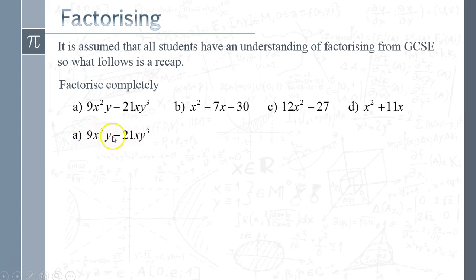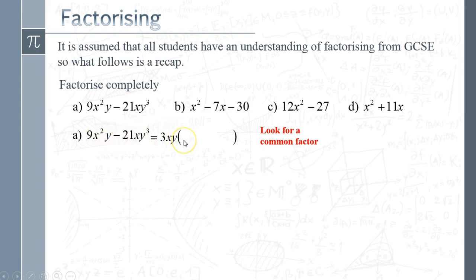And clearly we can see 3 will go into 9 and 21. We've got x's in here, and we've got y's in there as well. So my common factor in this particular case is going to be 3xy. Now I'm going to ask myself the question, what am I going to put in here such that when I do 3xy times that, I get back to 9x squared y.